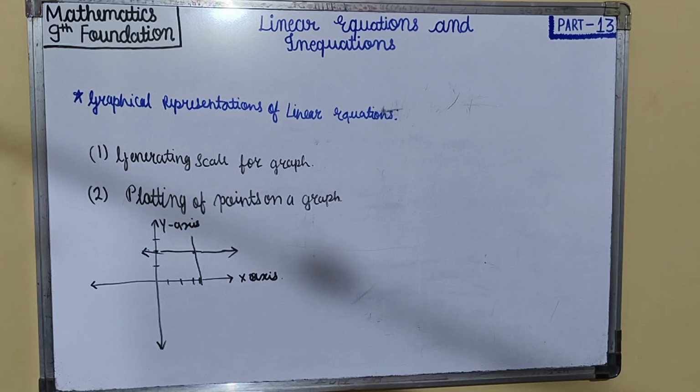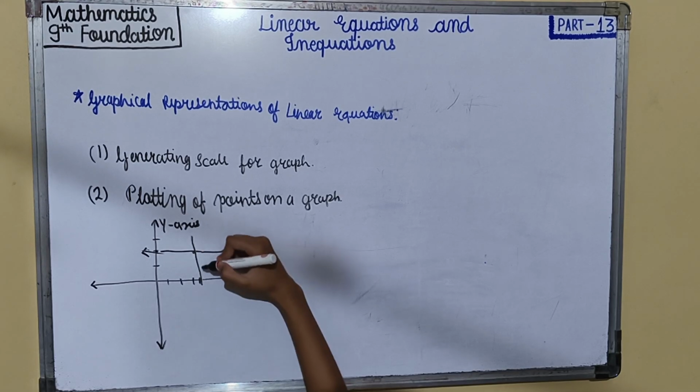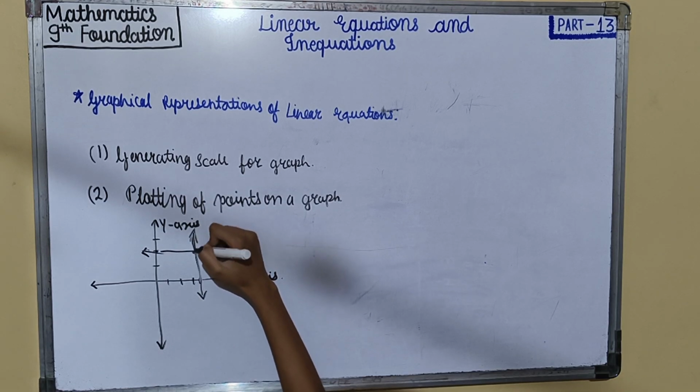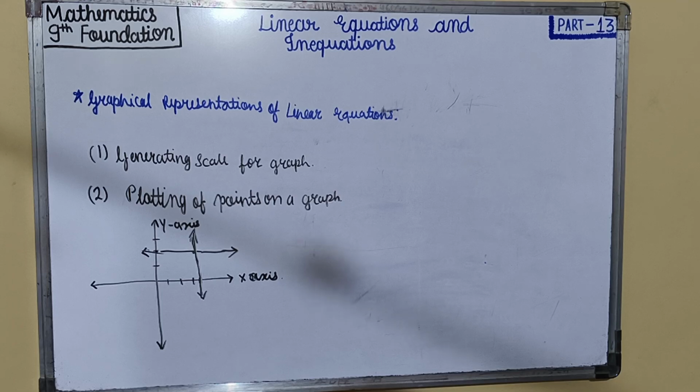In step 4, on y-axis at the value of y, draw a parallel line to the x-axis. Means this line. Then step 5 is the point of intersection of the above drawn lines gives the required point. So this point is called the intersection point, which gives the value of the coordinates.